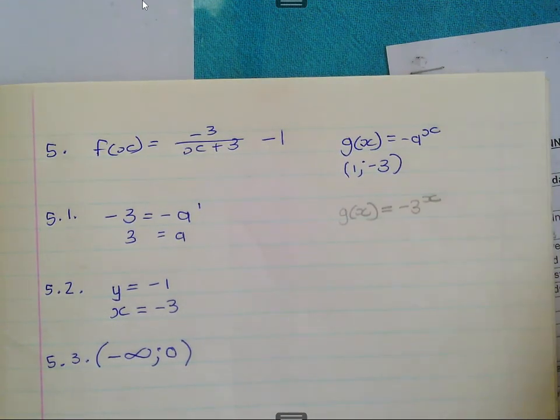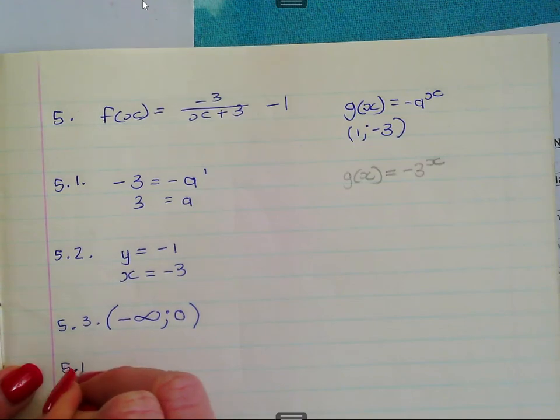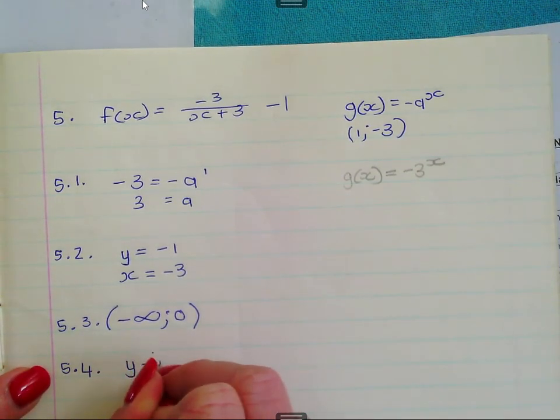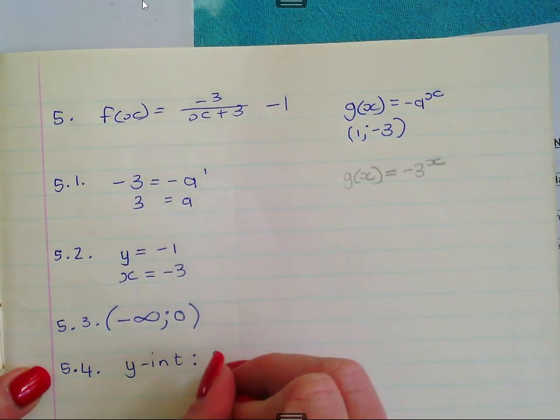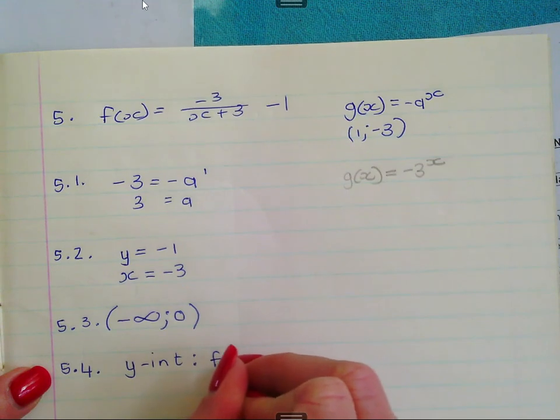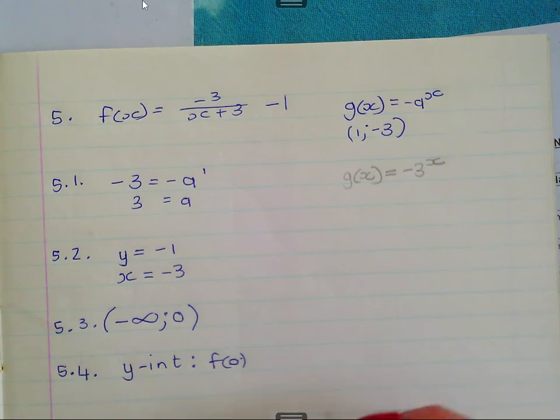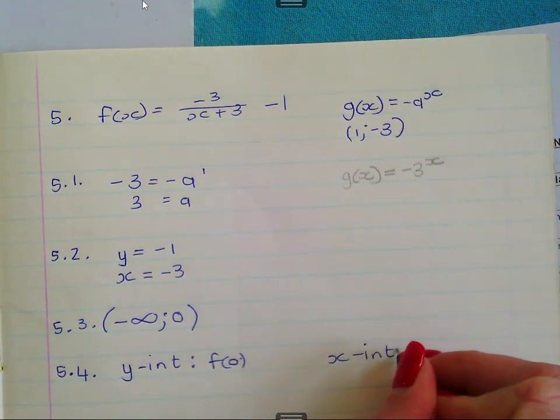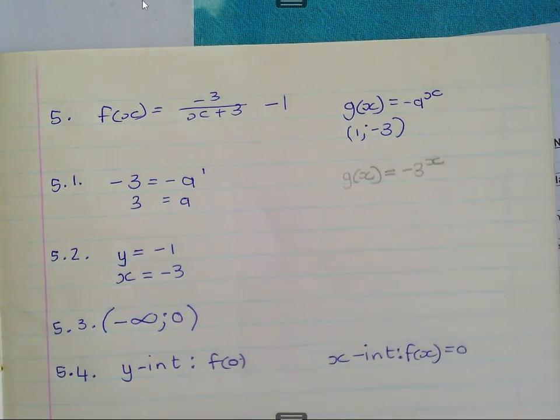Okay, then they say determine the x and the y-intercepts of f. Will you be able to do that? Y-intercept, how do I calculate the y-intercept? So I'm going to calculate f of 0. Do you agree? Okay. And how do I calculate the x-intercept? So the way we write that, we say f of x equal to 0. Do you remember that? Okay.